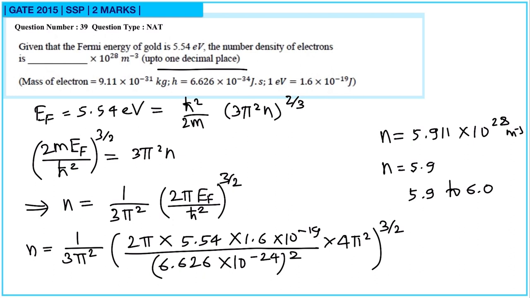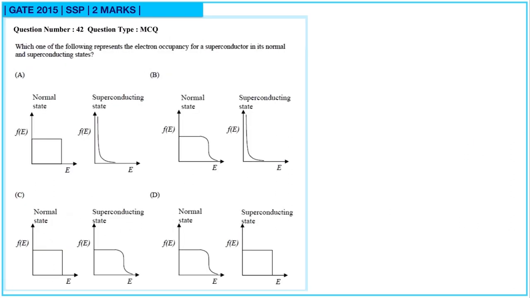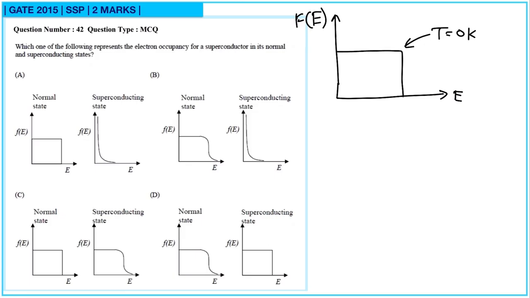Next question. Which one of the following represents the electron occupancy for a superconductor in its normal and superconducting state? Now for the normal state, the graph of the Fermi function versus E looks like this for temperature equal to 0 Kelvin, and when temperature is greater than 0, the graph will look like this. This is for T greater than 0 Kelvin. So for the general case this will be the graph.